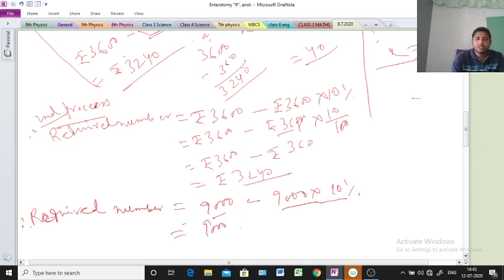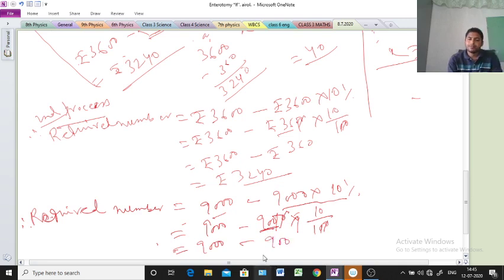So here 9,000 minus 9,000 into 10% means 9,000 into 10 by 100. The zeros will be cancelled. Clear or not? Two zeros will be cancelled. That means we are getting 9,000 minus 90 into 10, and 90 into 10 means 900.